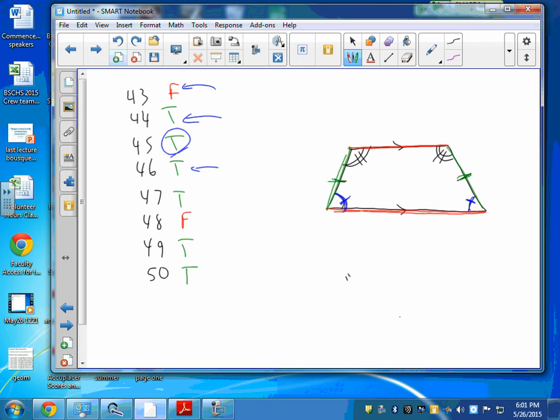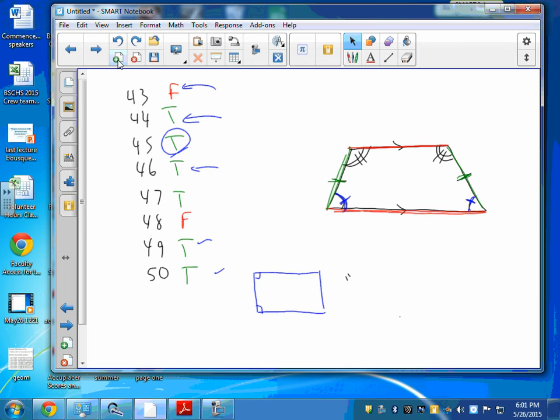So 48 is false. A square is both a rectangle and a rhombus. That's true. You should look at the definition of both. And every rectangle is an equiangular, there's that word again, equiangular parallelogram, and that is true. Okay, so let's go fairly quickly.